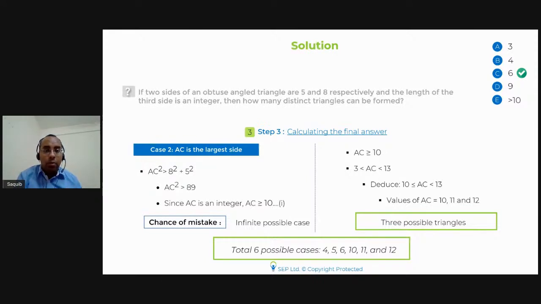Okay, and also obviously you need to learn to make cases. Don't assume. Here also a lot of people assumed AC to be the largest or BC to be the largest. Don't do that. Solve with an open mind, please. Don't assume anything. That is one of the biggest mistakes people make.